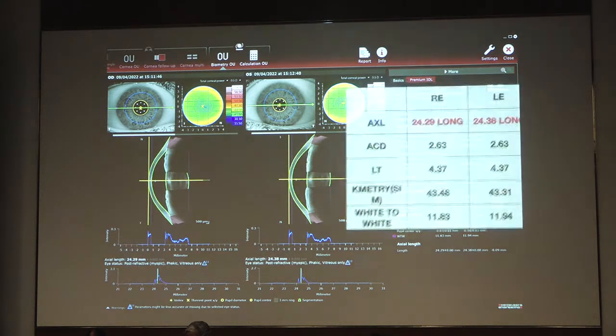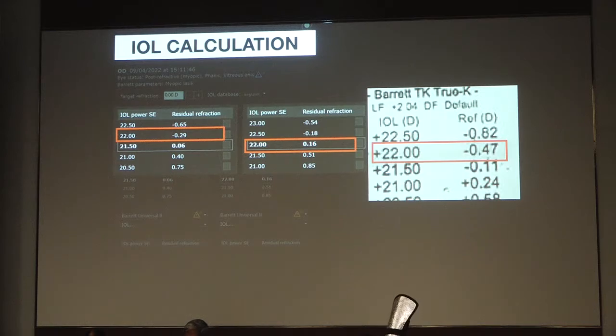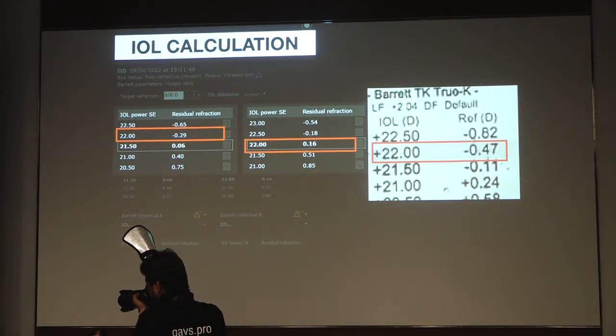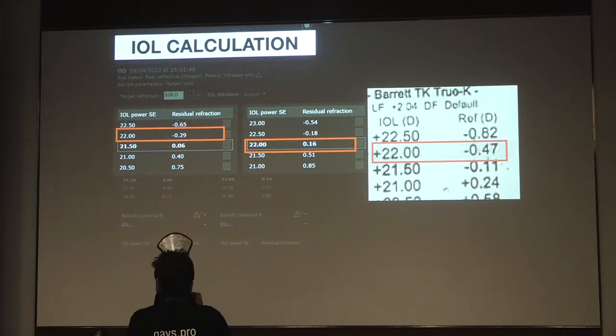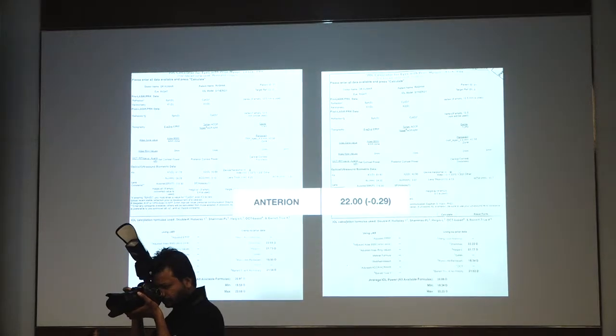How does it help me? So this is the axial length measurement, that you have a 24.29, ACD of 2.63. It also gives you lens thickness, which is an essential part for expected lens position, keratometry, and white-to-white diameter. So we go ahead and do this. Now, according to the Barrett True K, we got a 22 as a minus 4.27. According to the calculations on the Anteron, of course, we got the same reading. So you saw that 22 is 0.16 and 22.5 is 0.18. So these were the two readings that I got.